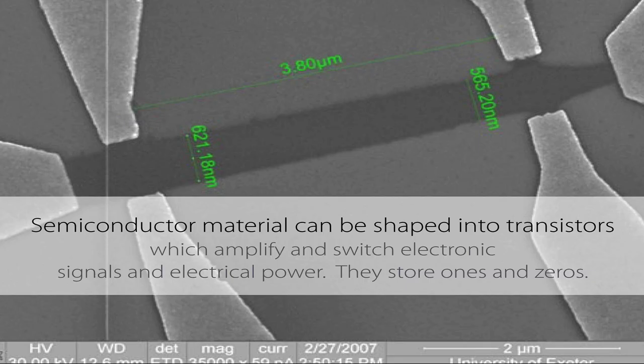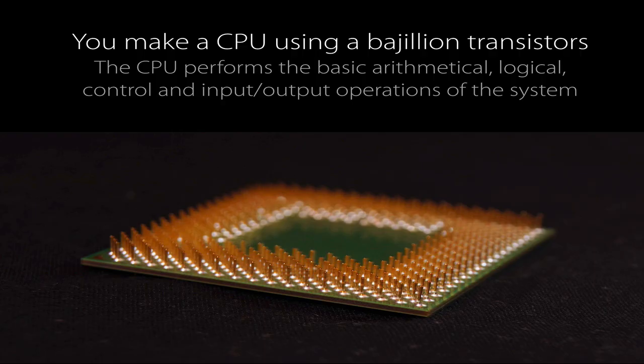And semiconductor materials can be shaped into transistors, which amplify and switch electronic signals and electronic power. That is, they store ones and zeros. So you can either have the semiconductor material shaped into a transistor that has the current flowing, which means electrons are moving, or not flowing. And so this stores a 1 or a 0, a true or a false. And you make a CPU by using a bajillion transistors, and the CPU performs the basic arithmetic, logical control, and input-output operations of the system, okay?